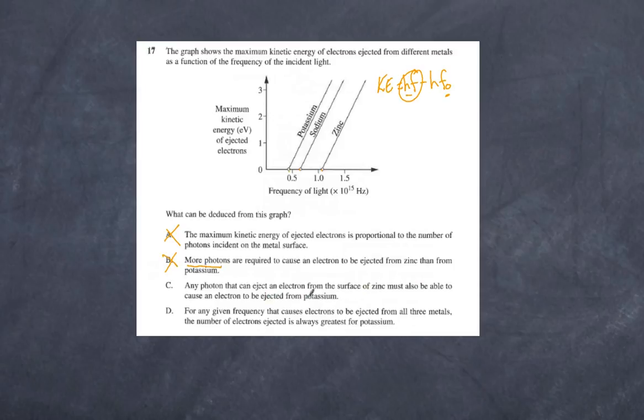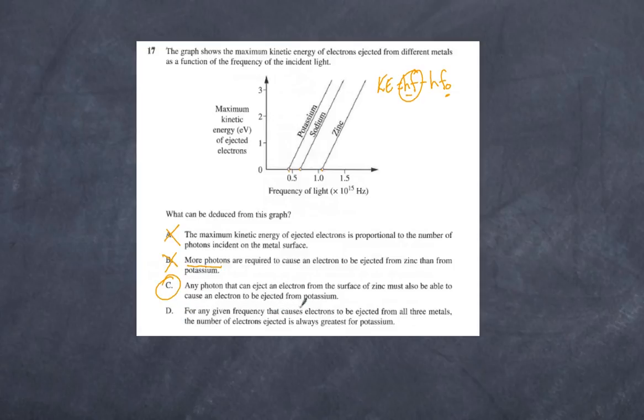C, any photon that can eject an electron from a zinc surface must also be able to cause an electron to be ejected from potassium. If it releases zinc, then we clearly are at a level that is beyond threshold frequency here. Well, if that's true for that, then it's certainly true for sodium and even more certainly true for potassium. This certainly sounds correct. But let's confirm it by looking at D.